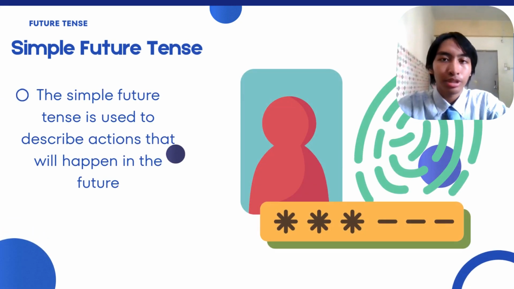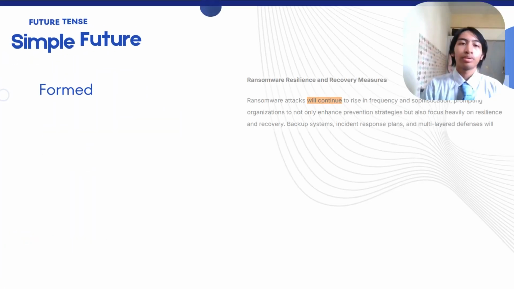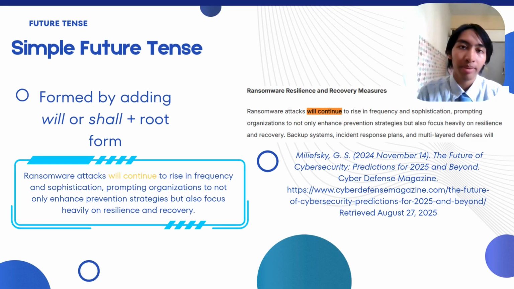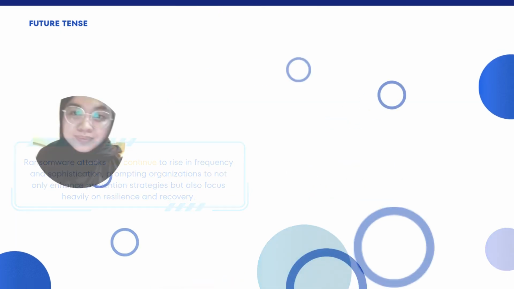Future tense is used to describe actions that will happen in the future. Simple future tense is formed by adding will or shall plus a root form of the verb. For example, ransomware attacks will continue to rise in frequency and sophistication, prompting organizations to not only enhance prevention strategies, but also focus heavily on resilience and recovery.